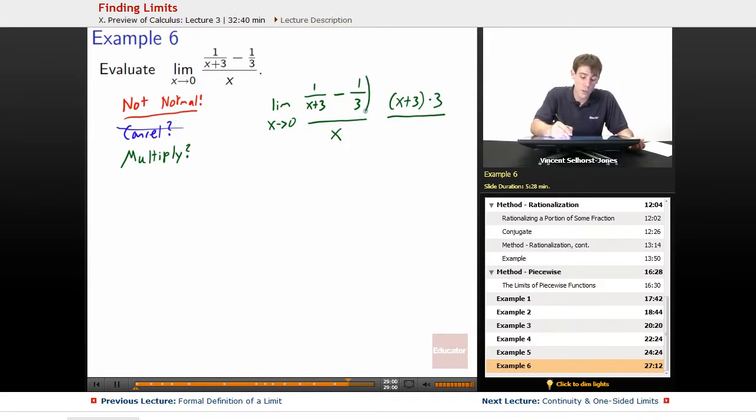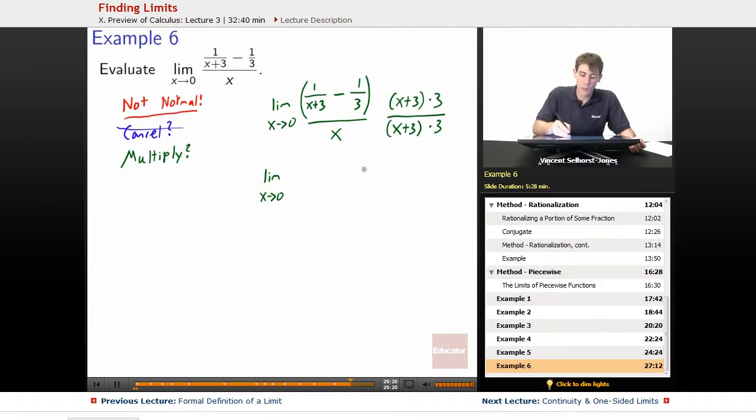And remember, it's always going to multiply the whole thing, because we have to have distribution showing up. On the bottom, we'll have to have the same thing, because otherwise we're changing the expression, and we can't change the expression. x plus 3 times 3 over x plus 3 times 3. Great. Our limit continues, limit as x goes to 0.